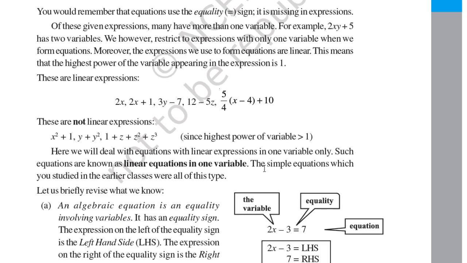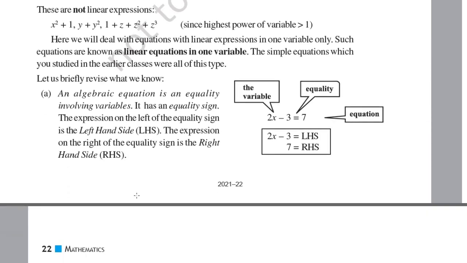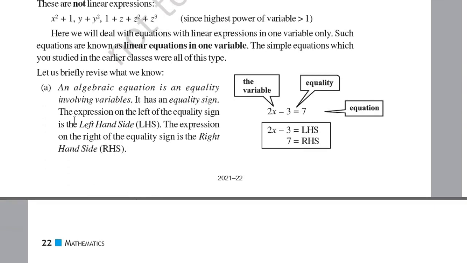The simple equations which you studied in the earlier classes were all of this type. So let us briefly revise what we know. You can see an equation here, 2x minus 3 is equal to 7. This is the sign of equality. This is the variable x, and the whole is said to be an equation. This is the left hand side and this is the right hand side. So you must have known this.